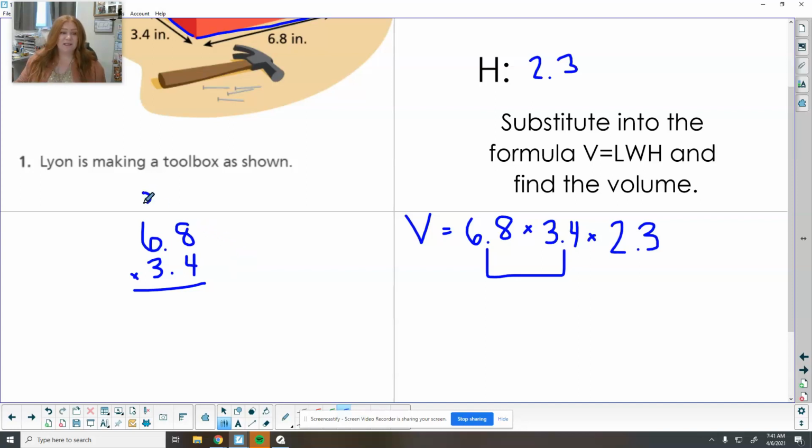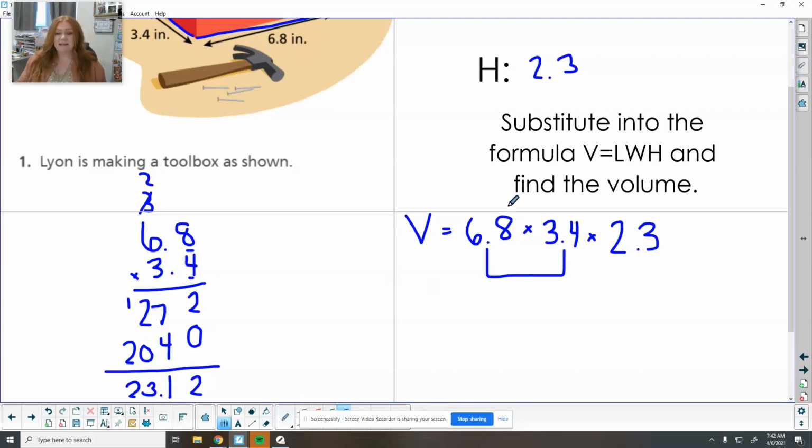So 8 times 4 is 32, 24, 25, 26, 27. I'm going to cross this off and put my placeholder. 3 times 8 is 24. 6 times 3 is 18, 19, 20. So we add these up. 2 and 11, 3 and 2. And I have 1, 2 decimal places. So moving it 1, 2 decimal places.